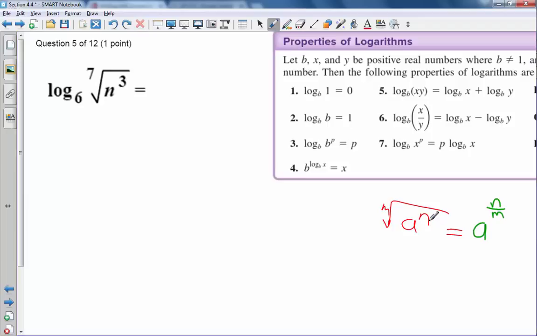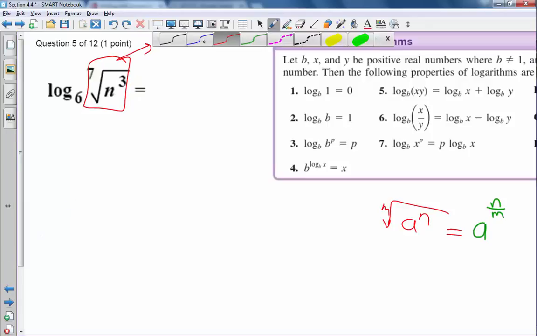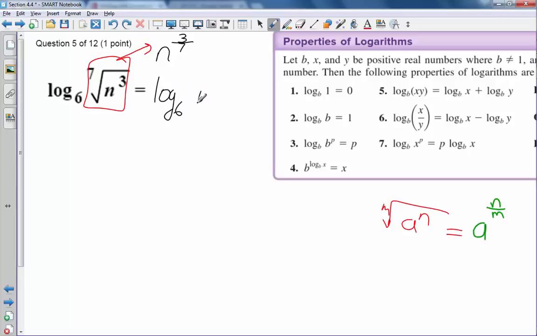You take this number, divide by the index, that's it. m over n. This is going to work great here, because this thing now turns to what? n to the what? 3 over 7. The order matters, okay? Don't put 7 first. First the power, and then at the bottom is the index, 7. 3 sevenths. So we have a nice and clear power situation here.